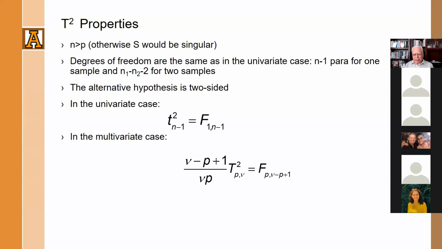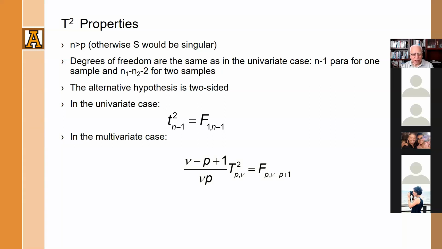And in the multivariate case, we have a similar result. If nu is the number of degrees of freedom, you subtract p, which is the dimension of the space we're working in, and add 1, divided by the number of degrees of freedom times p, times the Hotelling's T-square statistic, and that will have an F distribution with p and nu minus p plus 1 degrees of freedom.